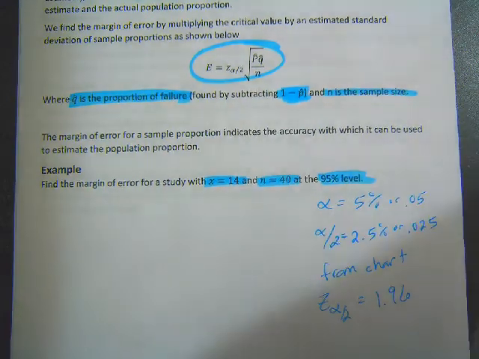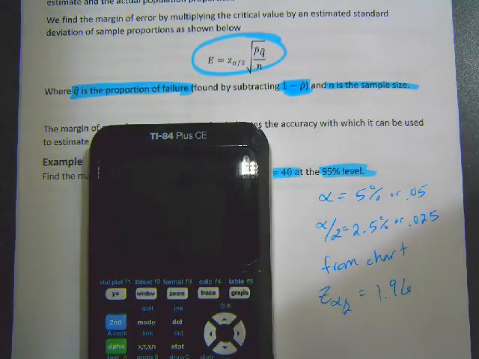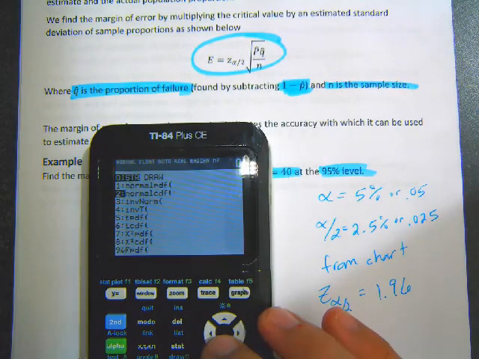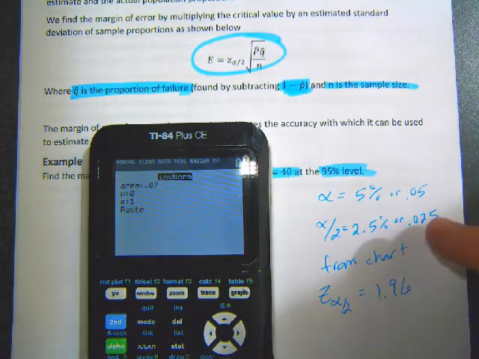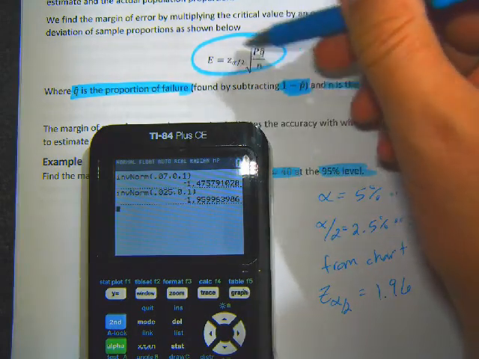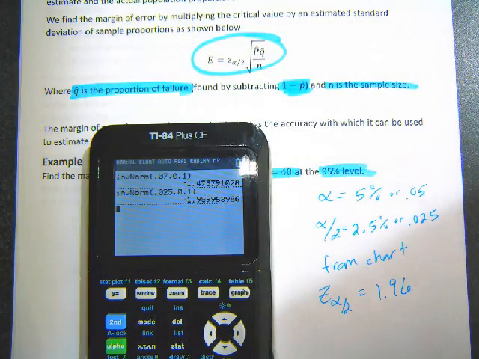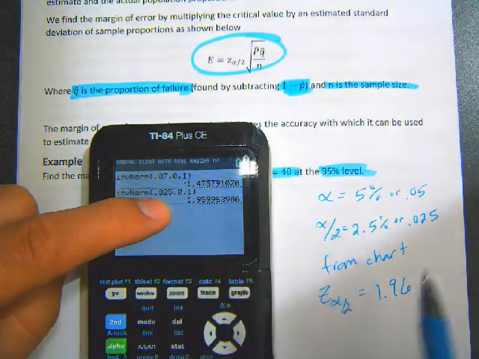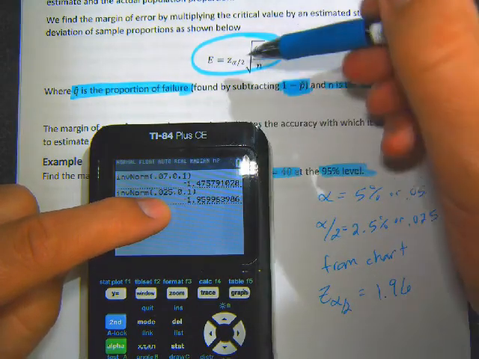Now, if you didn't know that, if you didn't look it up on the chart, you could still use the inverse norm on your calculator. So you go to that second distribution, inverse norm, type in that 0.025. And again, it's going to give me negative 1.96. But for the formula, they want the positive one. So if I got this, I'd take this negative 1.95599, which rounds to 1.96, and just make it positive because they want the positive one.